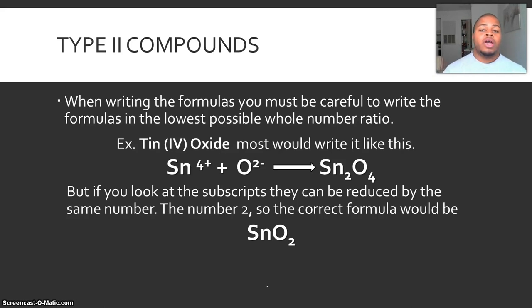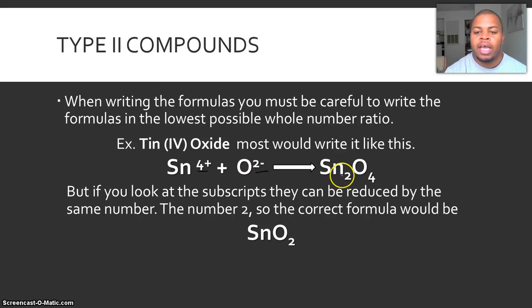Now, also the thing that we have to worry about and pay attention to is if we are dealing with these type 2 compounds, this is usually where we run into it, we need to make sure that we write the formulas in the lowest whole number ratio possible. This is where we sort of go back to and look at the formula, look at the charges, and see how we can work them together. So, taking a look at what we have here, we have tin 4 oxide.